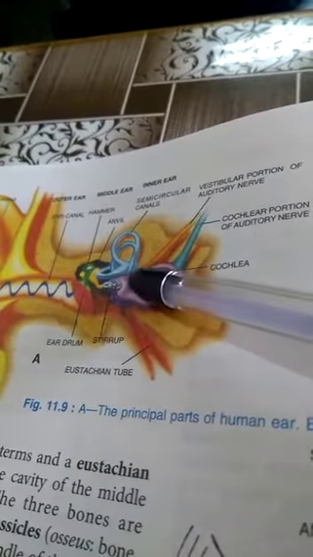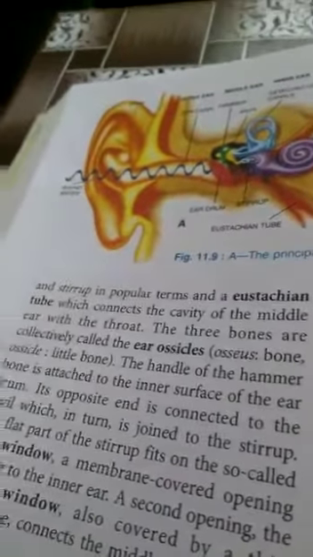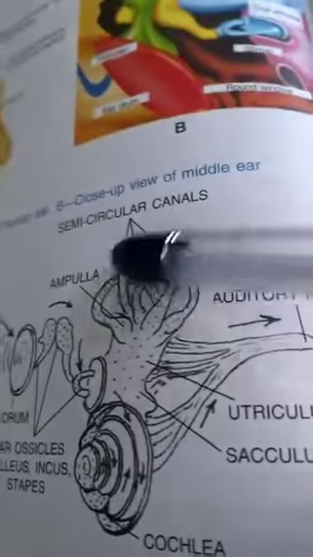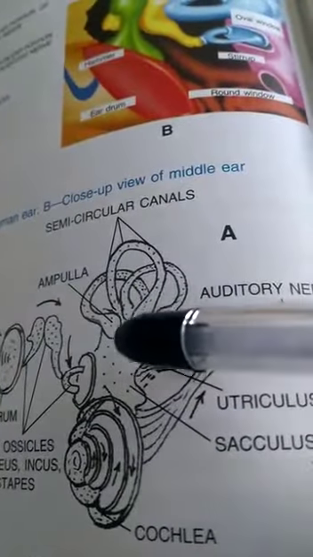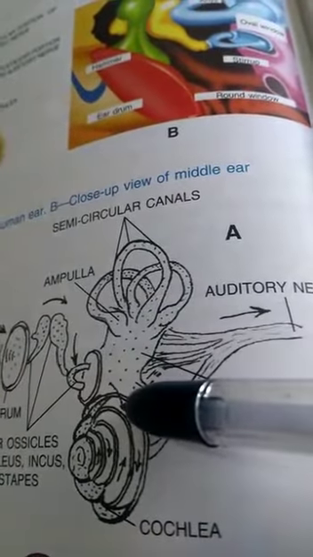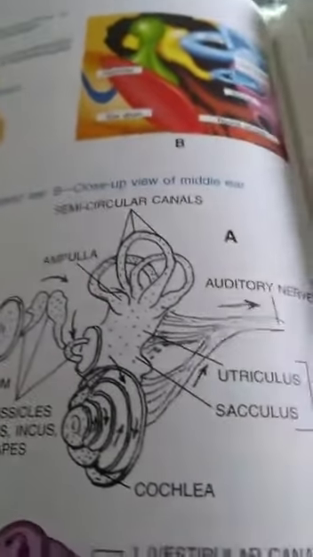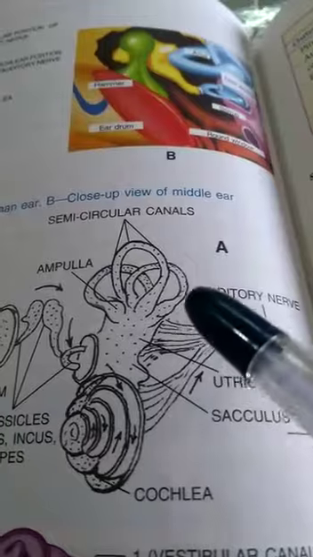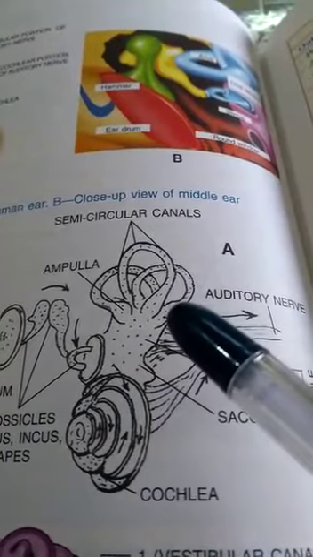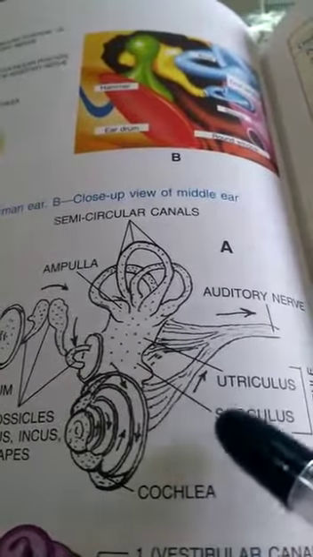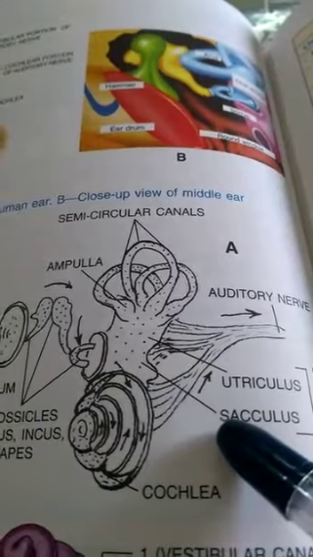Now, just below these, there is utriculus and sacculus. You can see here, these are the semicircular canals. This is utriculus and this is sacculus. Utriculus and sacculus are collectively known as vestibule.